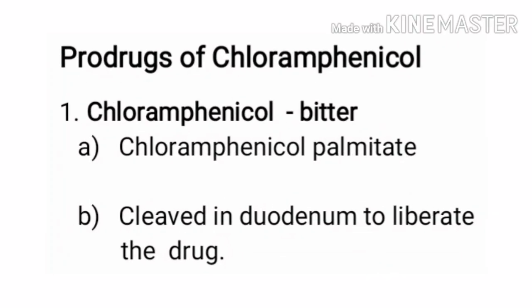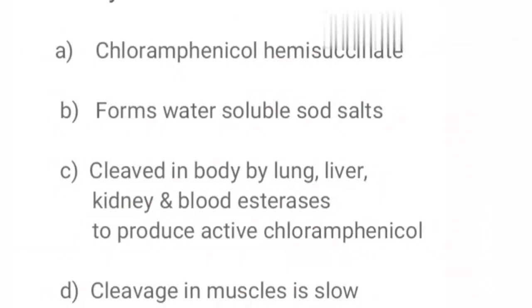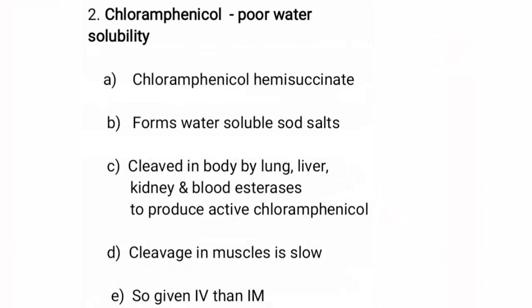Now we will see the prodrugs of chloramphenicol. Chloramphenicol is bitter in taste, so it can be given as chloramphenicol palmitate. It is a prodrug, so after taking, it is cleaved in the duodenum to liberate the active drug. Chloramphenicol has poor water solubility, that's why it is given as chloramphenicol hemisuccinate. This forms water-soluble sodium salts, and it is cleaved in the body by lung, liver, kidney and blood esterases to produce the active compound, chloramphenicol. Cleavage in muscles is very slow, so it is given IV rather than IM.